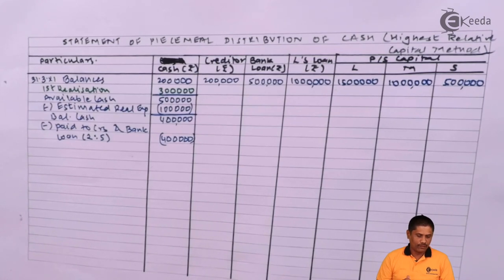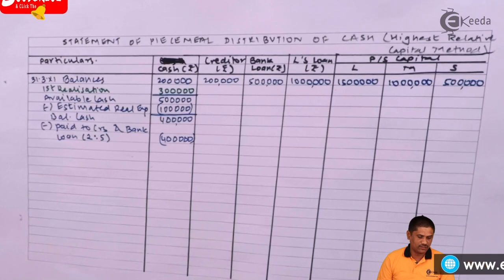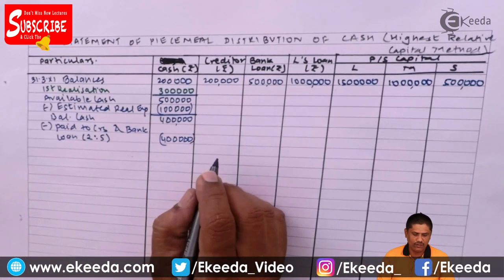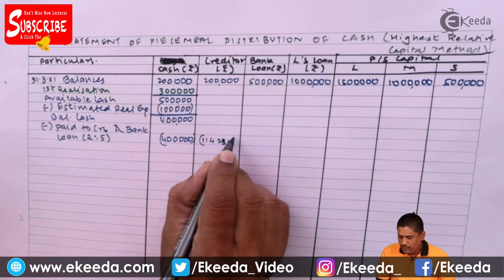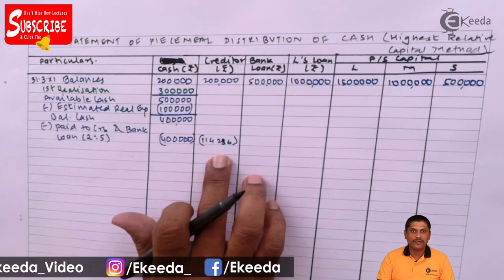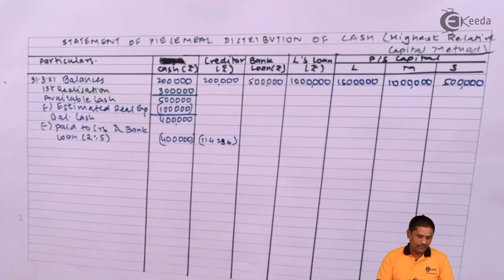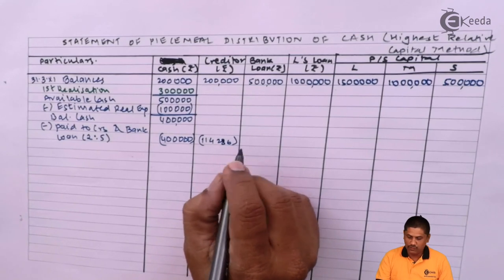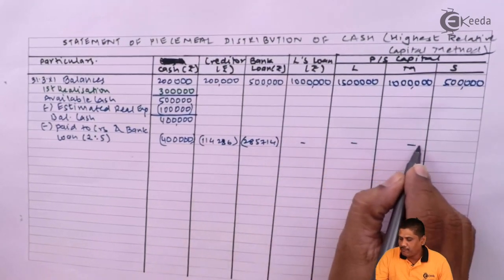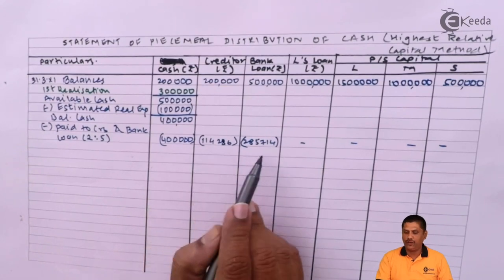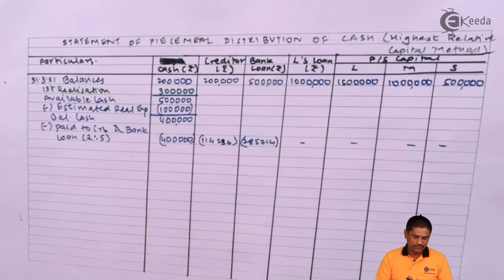Multiply by 2, it is 114,285.71, but we will make it 114,286. Okay, so 114,286 will be paid to the creditors. This second figure you need not calculate, it could be a balancing figure. So 4 lakhs when you minus from the cash available, you are paying 285,714 to bank loan. Please ensure you are distributing this 4 lakhs in the ratio 2:5. So 114,286 plus 285,714, we are paying them 4 lakhs. So in this way, available cash has become 0.